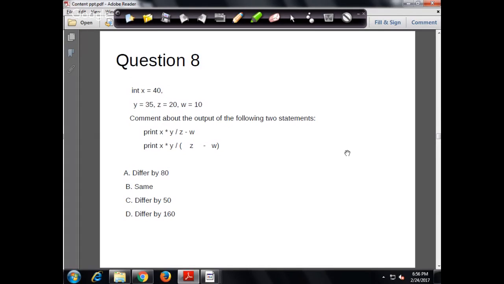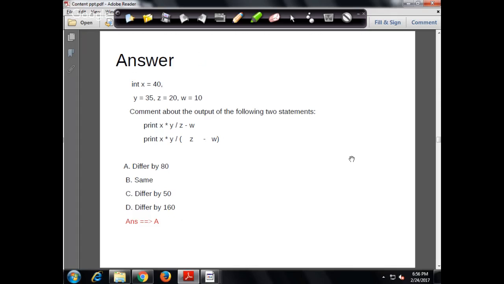Okay, so I have Rakesh saying A for question number 8. Jitendra says A. So let me give the answer to this question, guys. The answer for this question is A. Now let me show you how it is.